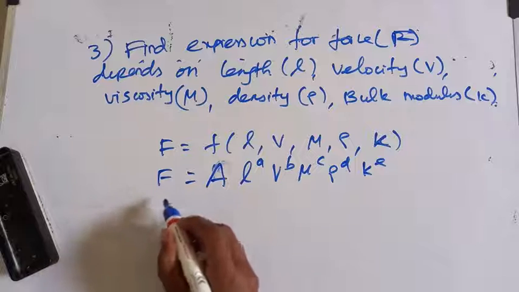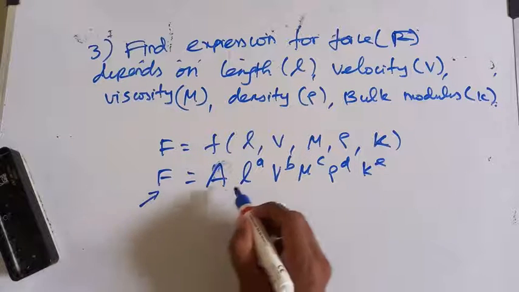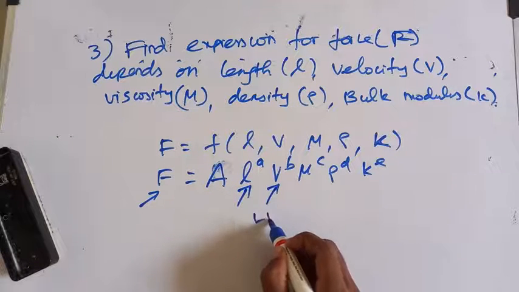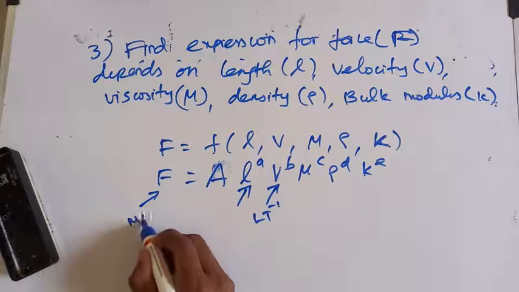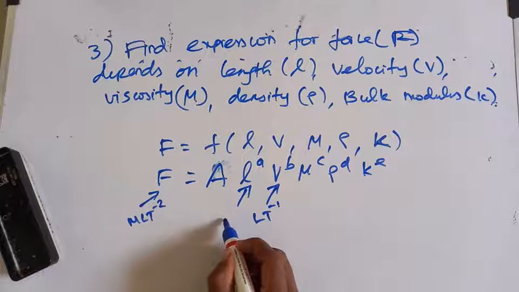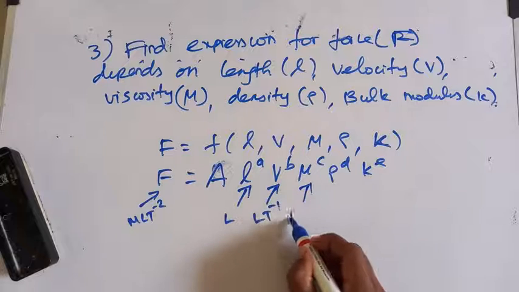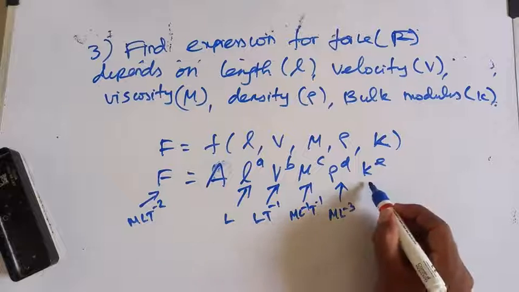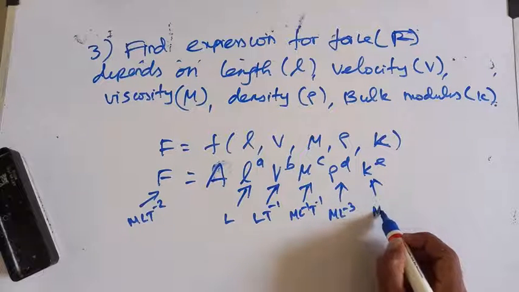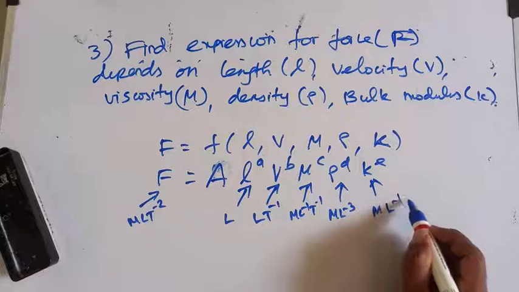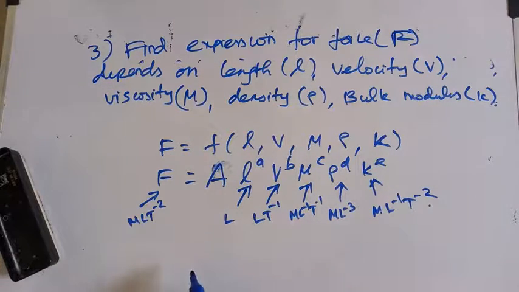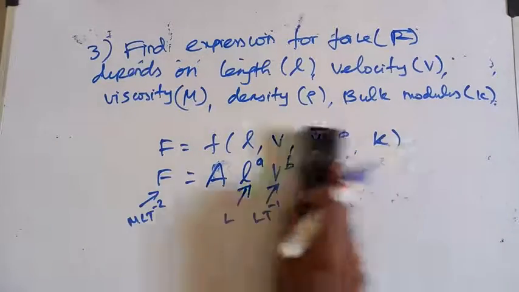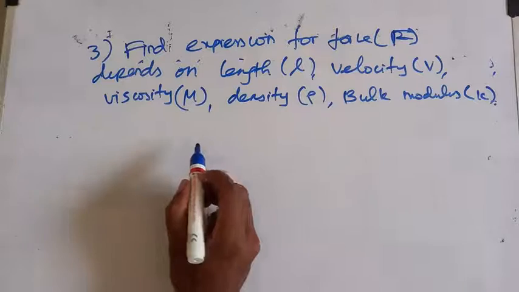We know the dimensions for F. For length we know the dimension as L, for velocity L t power minus 1, for force M L t power minus 2, for mu M L power minus 1 t power minus 1, for density M L power minus 3, and for bulk modulus it is nothing but the unit of stress, M L power minus 1 t power minus 2. If I substitute and solve, if I equate the powers of M, L and T, then I will get three equations.